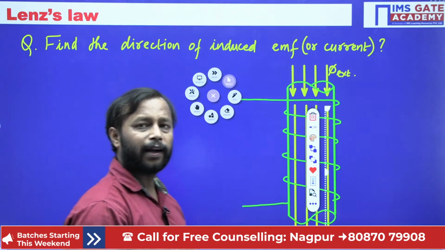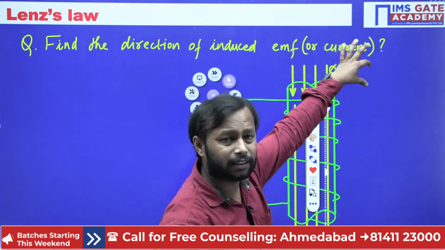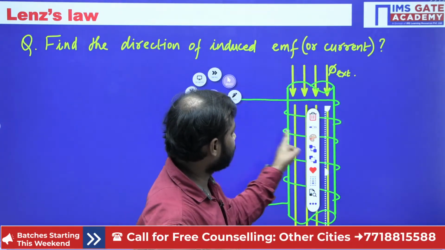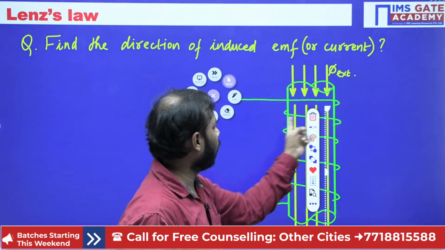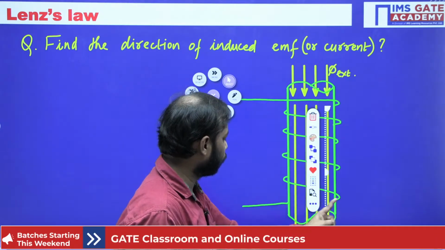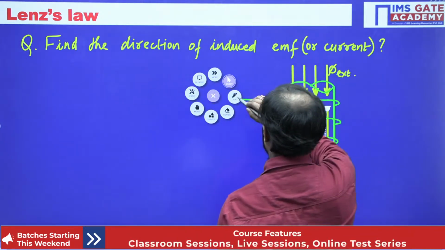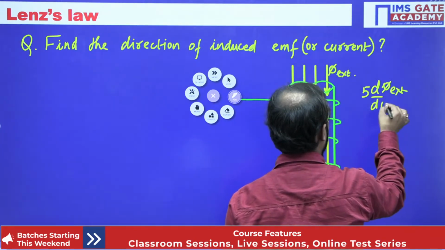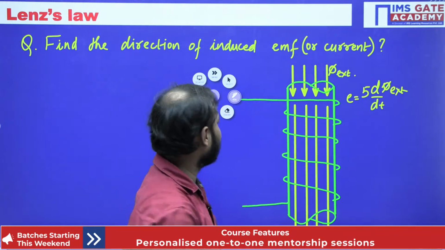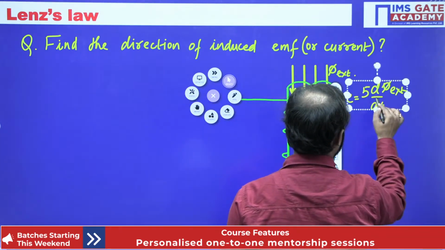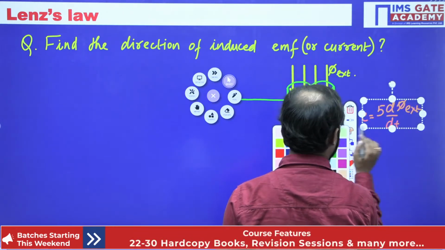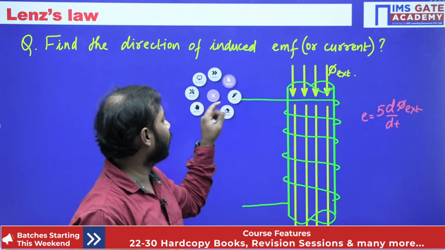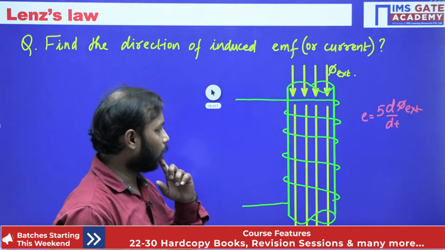Done. Now, effect opposes its cause. So due to this phi external, and from Faraday's law, an EMF is going to be induced. This is the flux and these are the turns of the coil: one turn, second, third, fourth, fifth. So it is 5 d phi external by dt. So definitely your EMF will be induced, isn't it? The polarity of E will be given by Lenz's law: the effect opposes its cause.